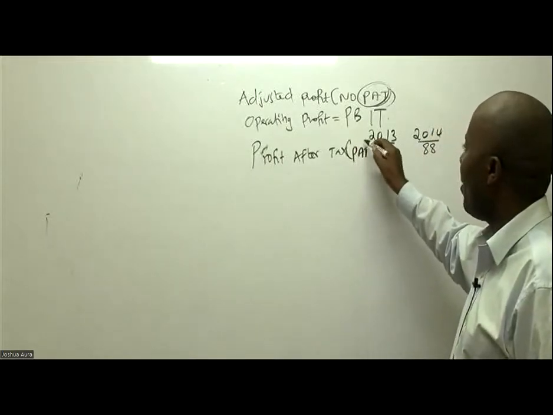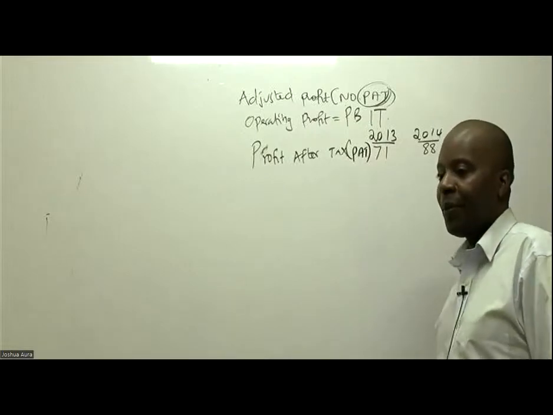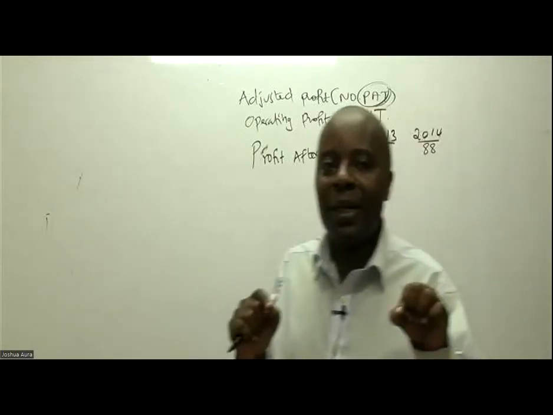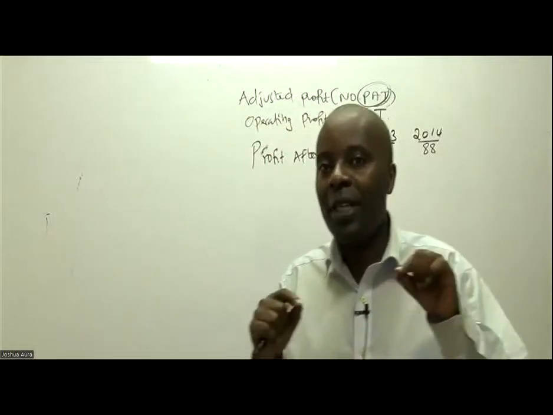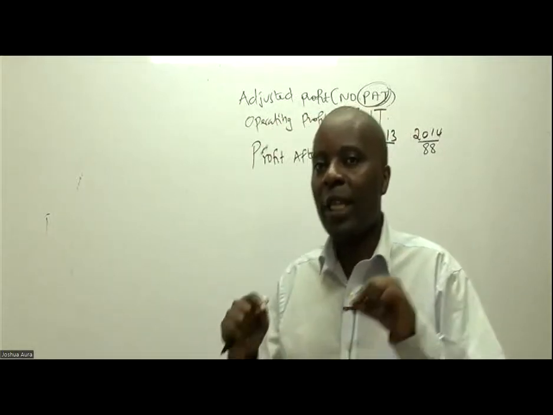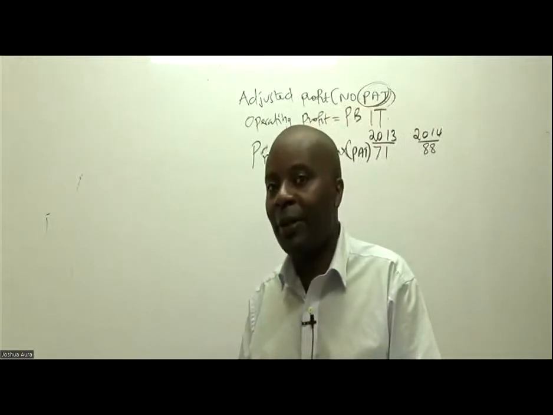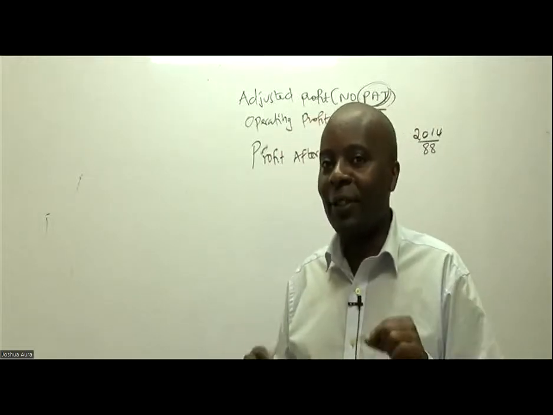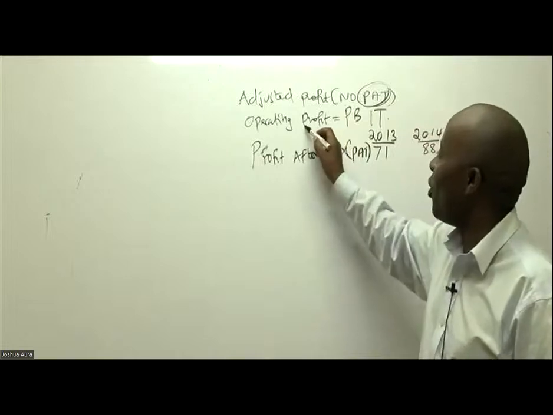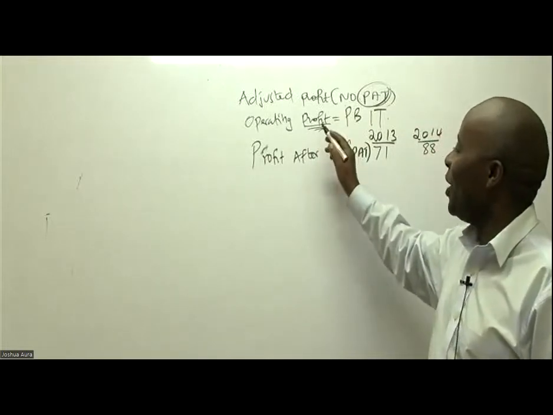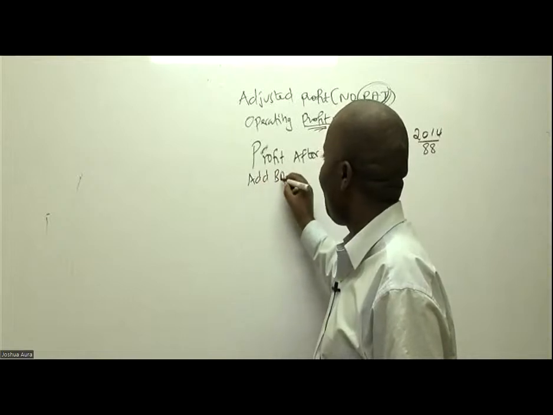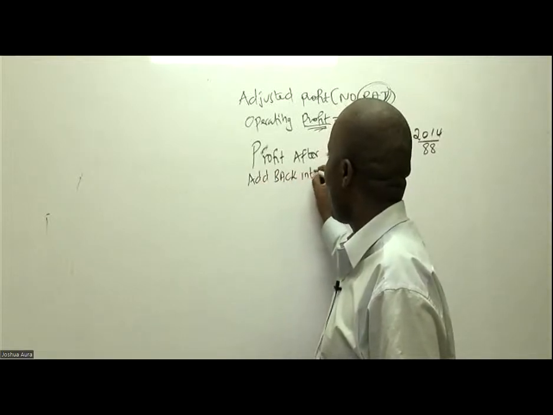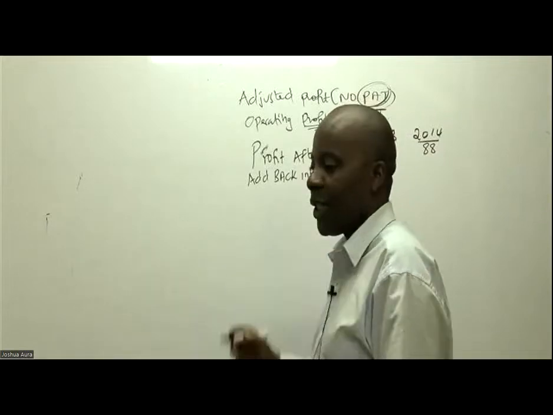This is our famous part. Now, ladies and gentlemen, remember here, I've deducted interest. Because I deducted interest, I need to do something back. I need to add something back because what we want is operating profit. So we need to come and add back interest. Are you able to see the interest amounts?